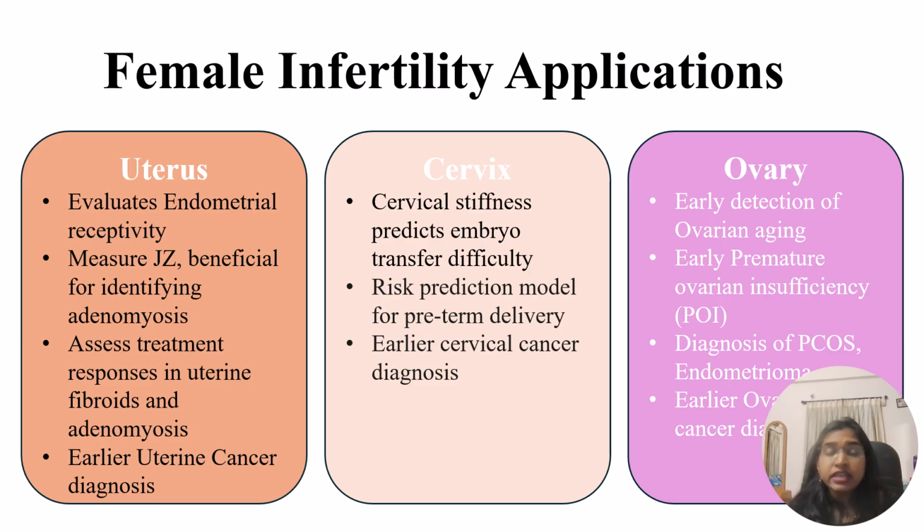Next is cervix. In cervix, cervical stiffness can predict embryo transfer difficulty. It can help in making a risk prediction model for preterm delivery and for earlier cervical cancer diagnosis. If we talk about ovary, it helps in the early detection of ovarian aging, earlier detection of premature ovarian insufficiency, for the diagnosis of PCOS, endometrioma, and in the earlier diagnosis of ovarian cancer.